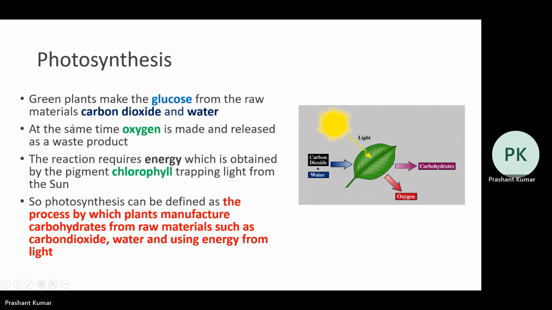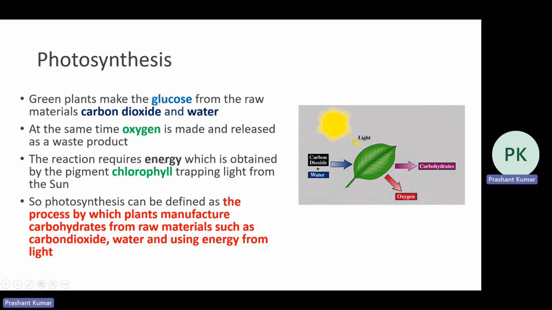and water. At the same time, when the reaction of photosynthesis is going on inside the plant, oxygen is produced, and this oxygen is the waste product of the reaction. When we say waste product, it doesn't mean that the plant is not going to use it. The plant will use it, but the main purpose of this reaction is to produce food, not oxygen. That is why we call it a waste product.